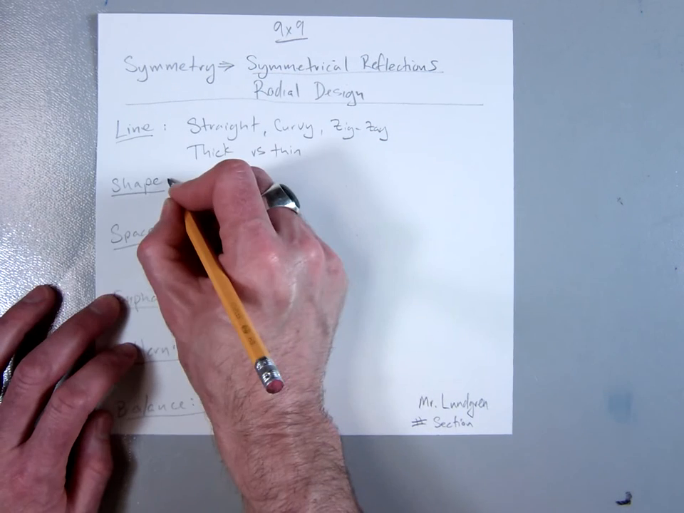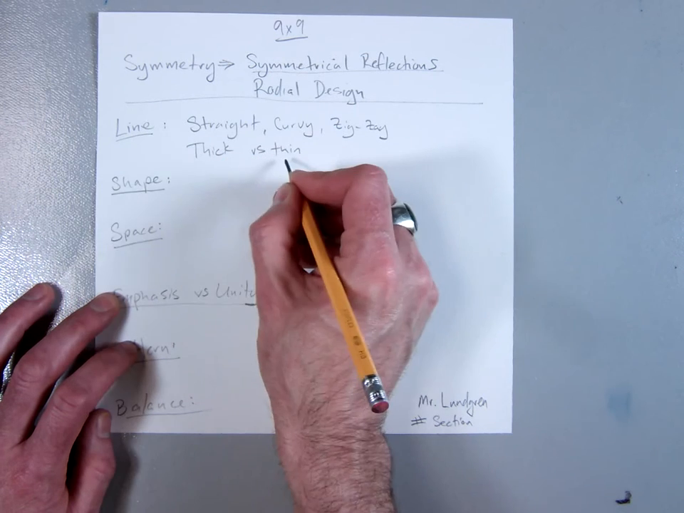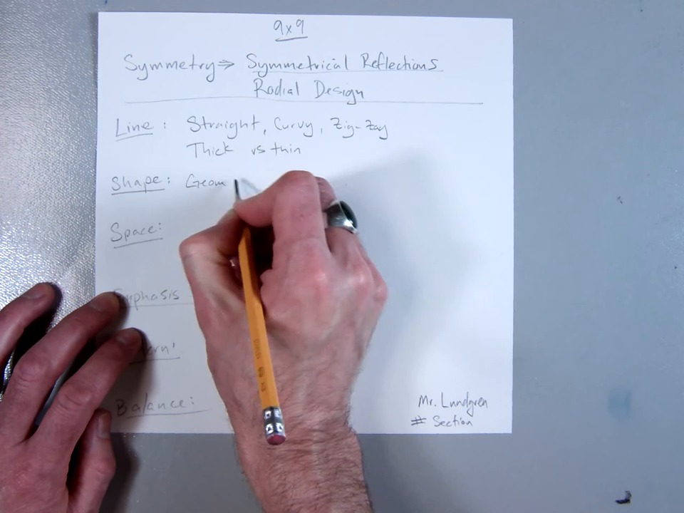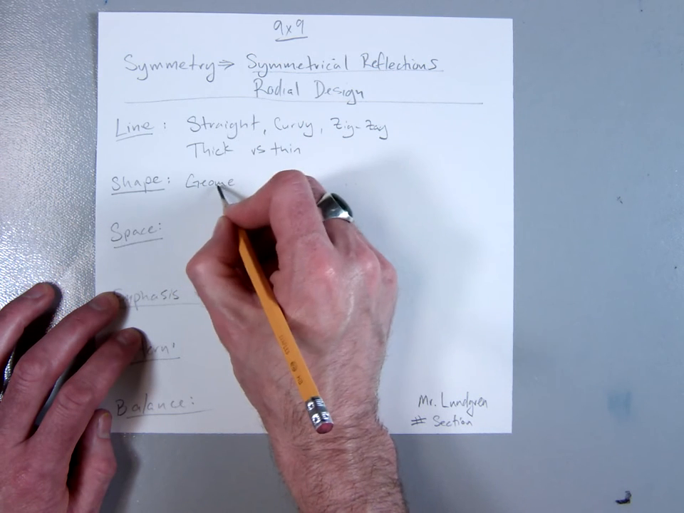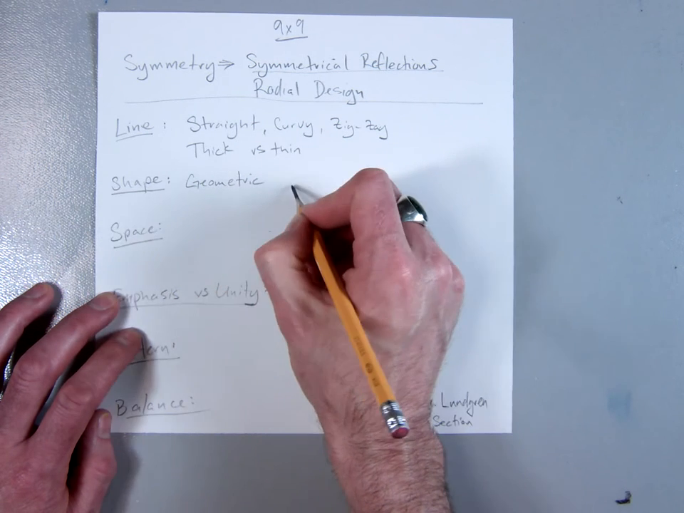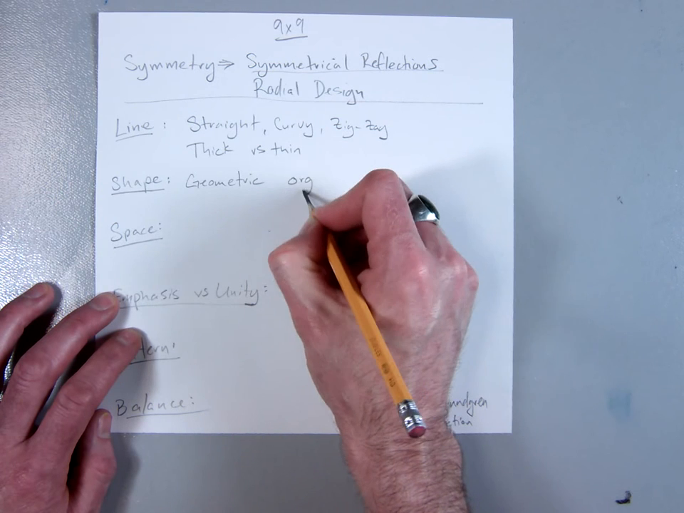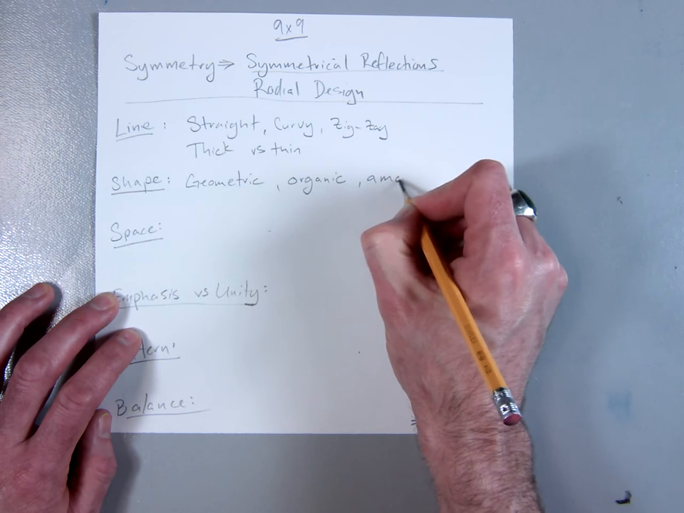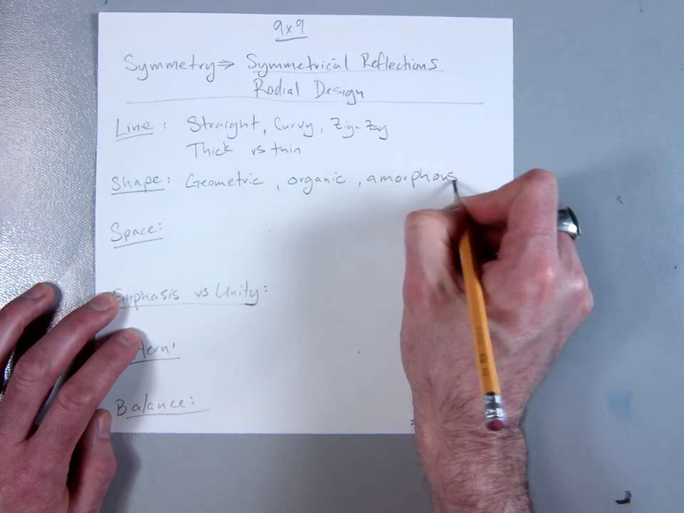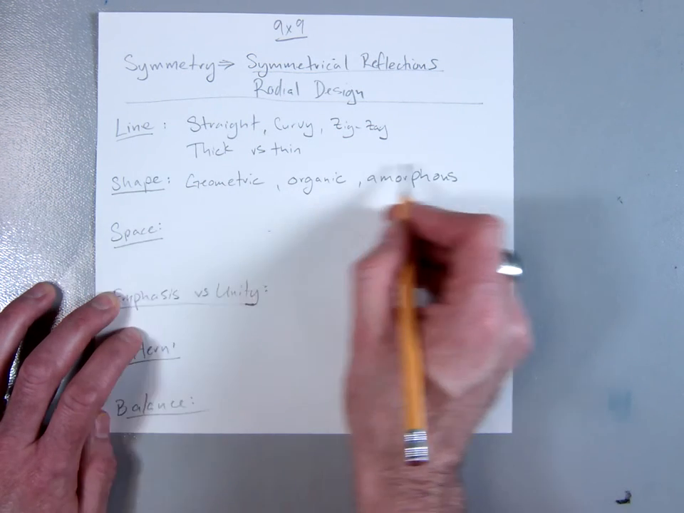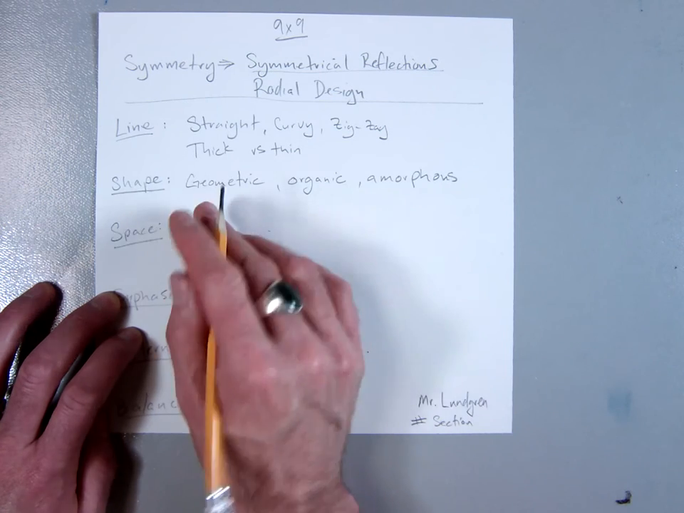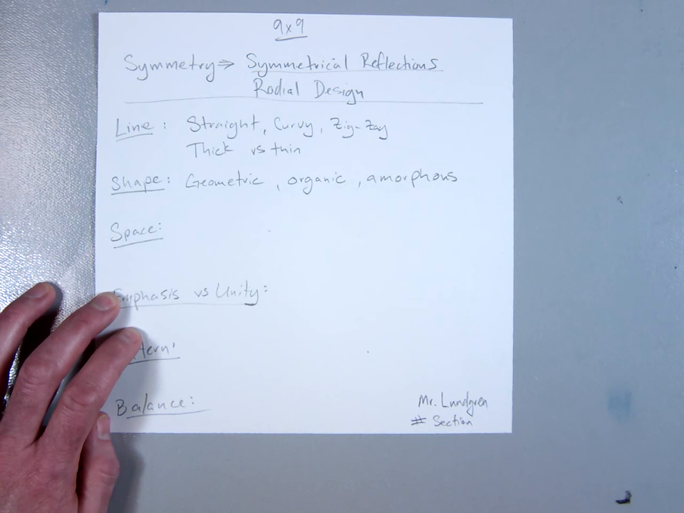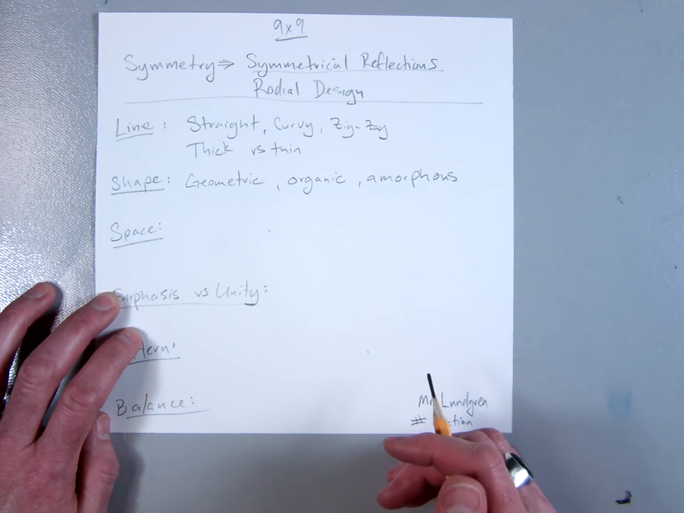As far as shape, whatever kind of lines you're using, the shapes you're going to be creating are either going to be geometric or organic. I sometimes call it amorphous. Okay, and whatever kind of combination of shapes that you're making, if you want to stick with just one or you want to combine two, that's going to determine what your overall design will look like.